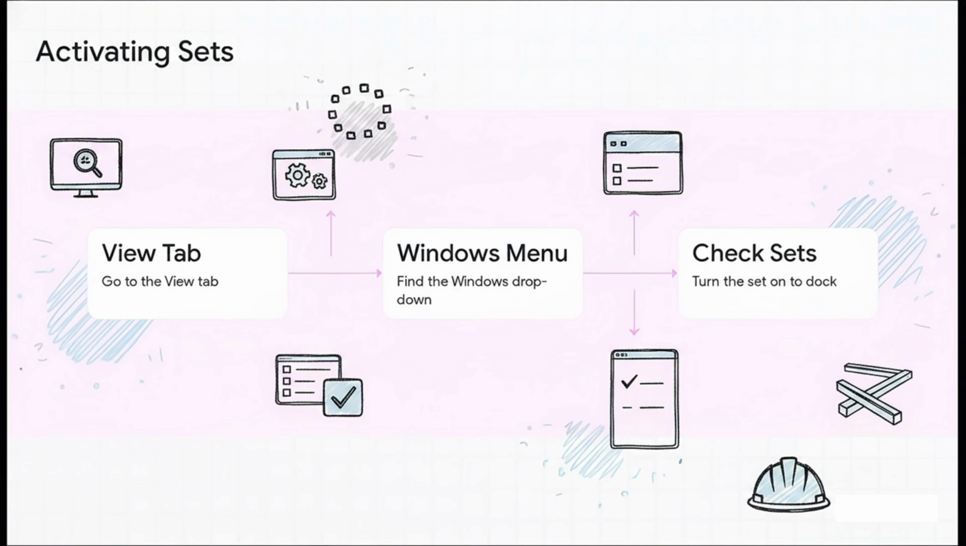Head over to the View tab on your ribbon. Scroll down to the Windows dropdown and just check Sets. Boom! This reveals a dockable window. You can drag it around, resize it, pin it to the side, maybe the bottom of your screen, whatever fits your specific workflow. Getting this workspace prepped is your essential first step to mastering the model.